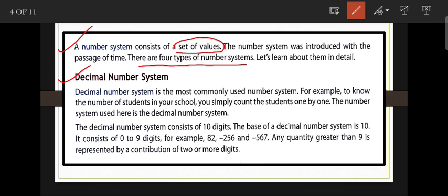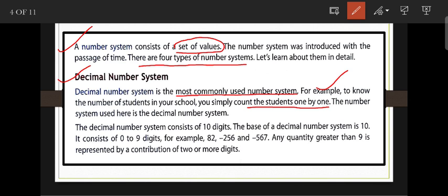The decimal number system is the most commonly used number system. For example, to know the number of students in your school, you simply count the students one by one. The number system used here is the decimal number system.